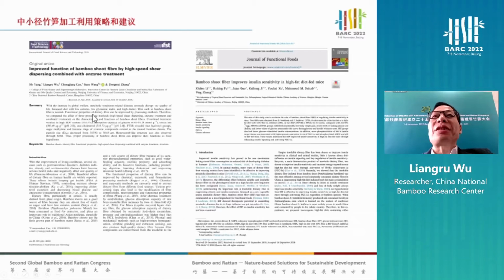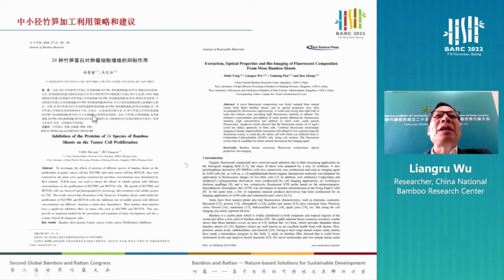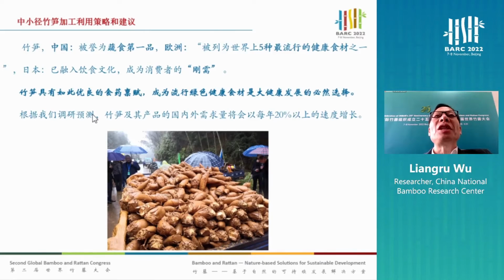These are some relevant research papers published, showing that dietary fibers benefit weight loss. We also experimented with bamboo feed with bamboo shoot content. Actually, bamboo shoot powder can prevent weight gain. And this is the restrictive function of bamboo shoot on cancer cells.